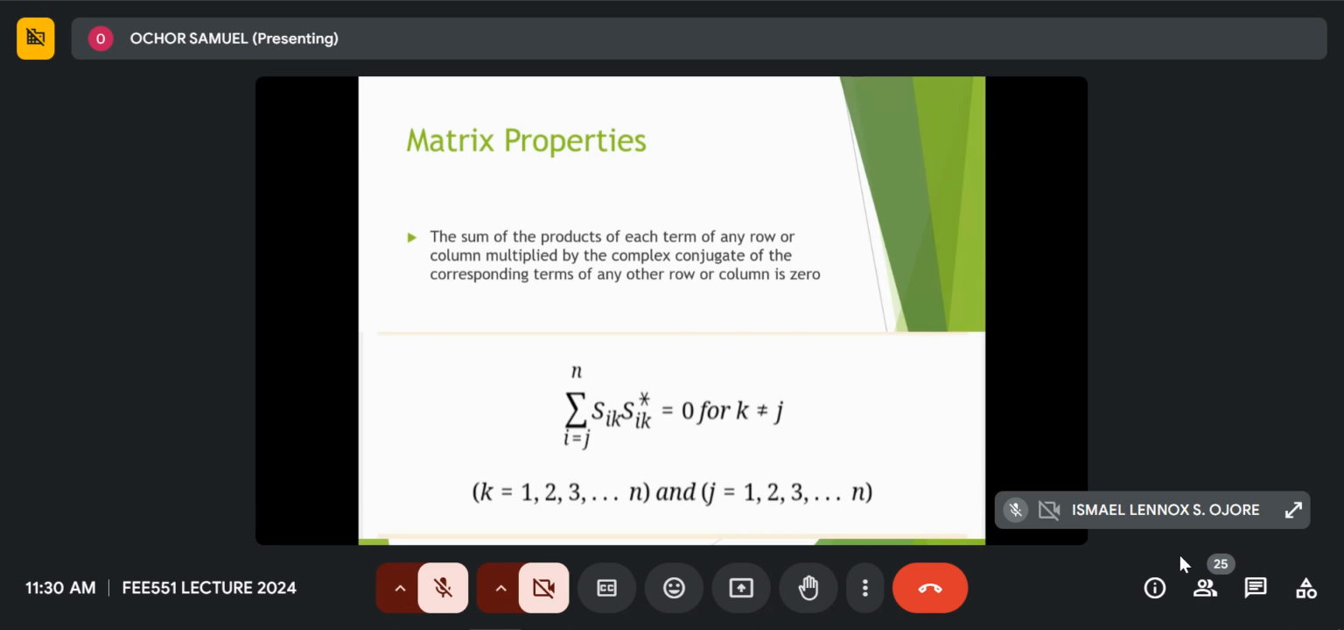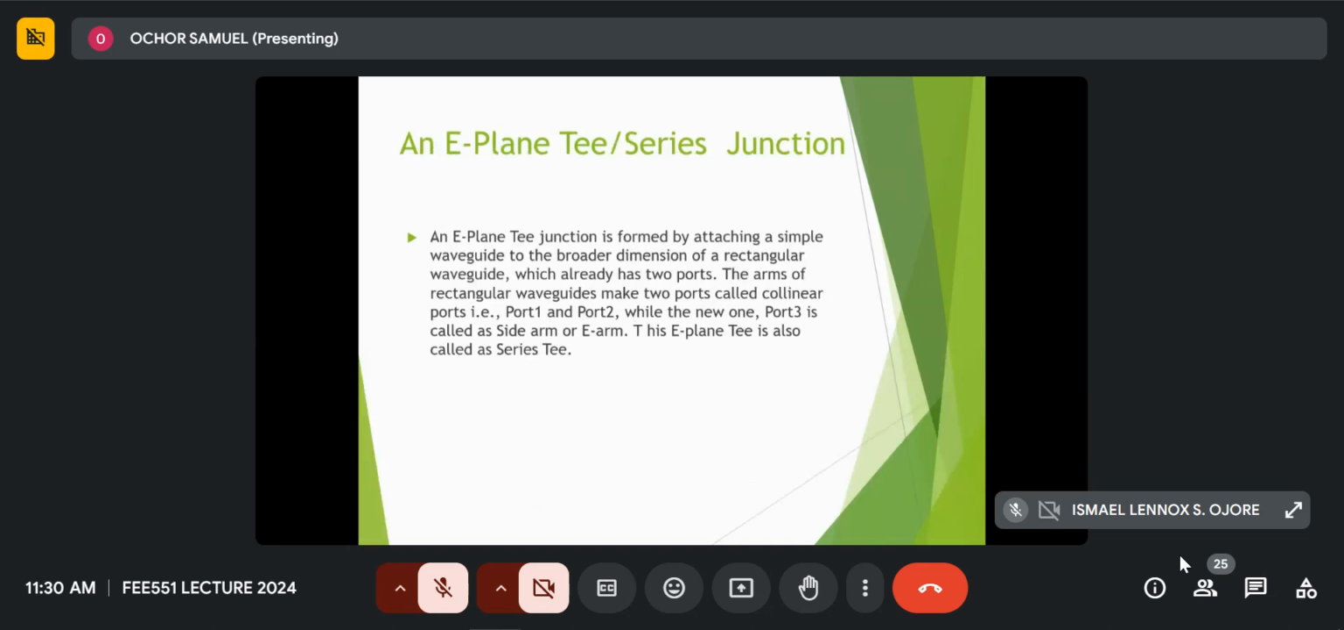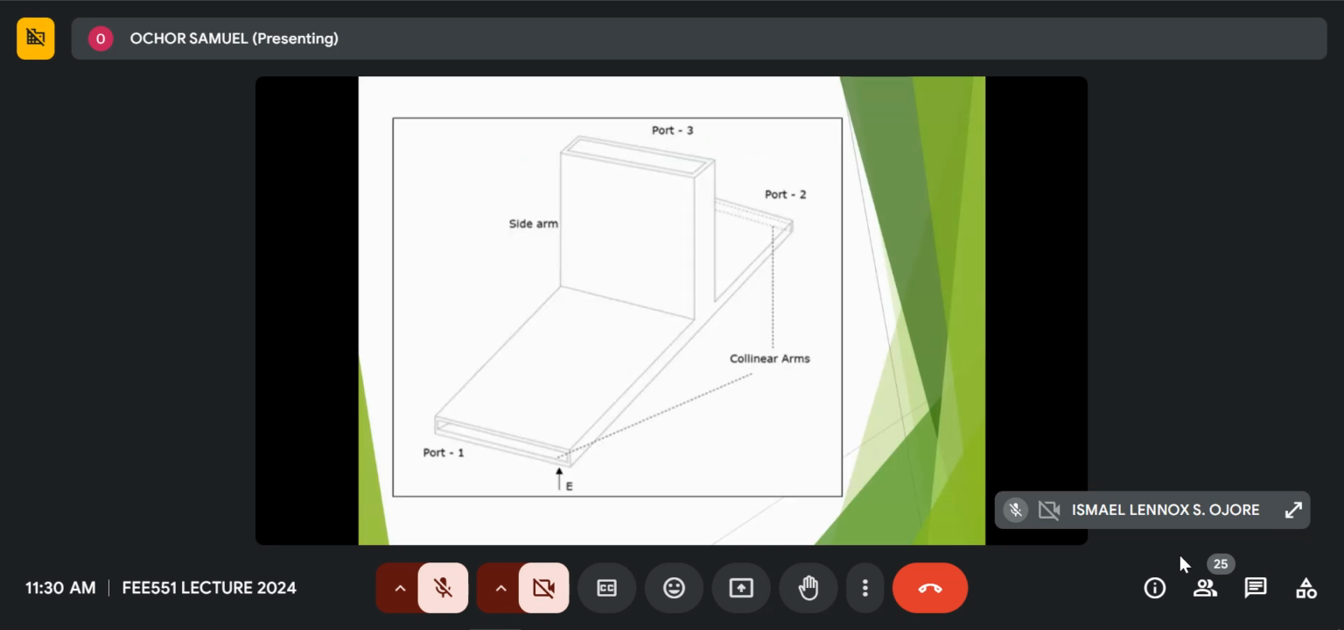That's all about the scattering matrix, and we're going to see how we can use it to get the properties of those junctions. Now, we start with the first directional coupler, which is the E-plane. Let's go to the next slide to see how it looks like.